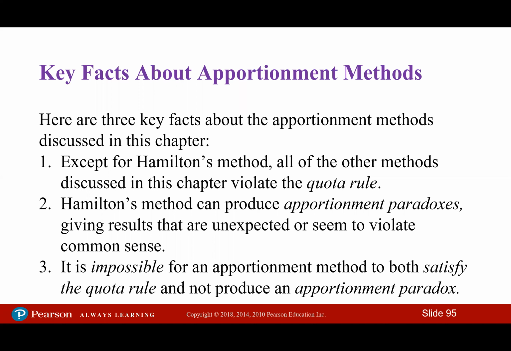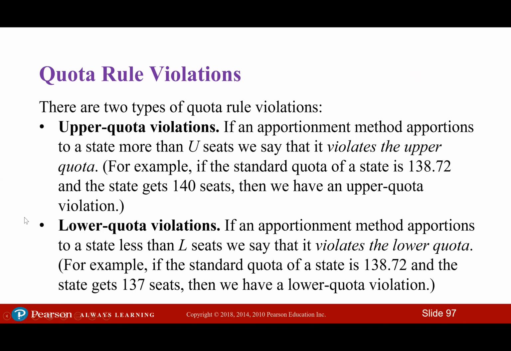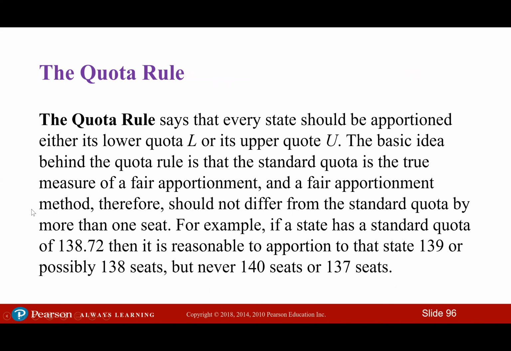All right, so the Hamiltonian method does not violate the quota rule. Hamiltonian's method can produce apportionment paradoxes, though, giving results that are unexpected or seem to violate common sense. It is important for an apportionment method to both satisfy the quota rule and not produce an apportionment paradox. Okay, let's jam. So just kind of the different rules that are set in.